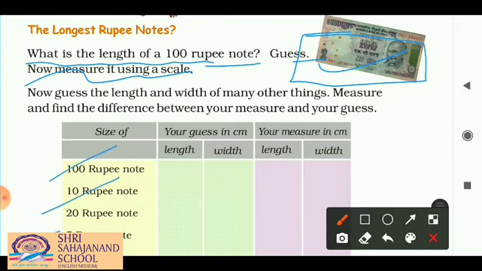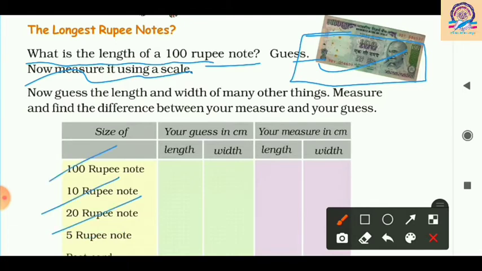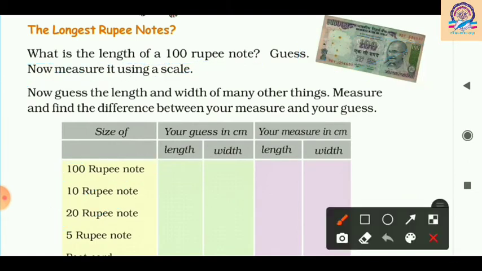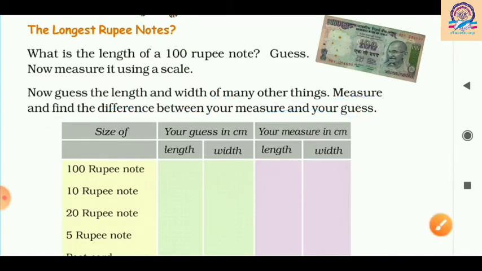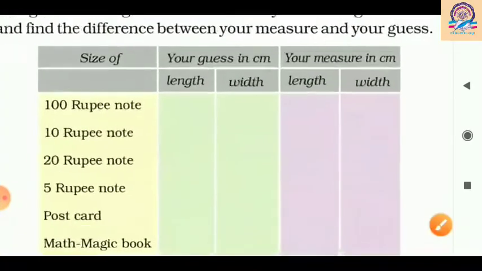Here we have a table. We will definitely complete this table, and here we have a 100 rupee note. Now come to the next. Guess the length and width of many other things. Measure and find the difference between your measure and your guess. Come to the table directly.